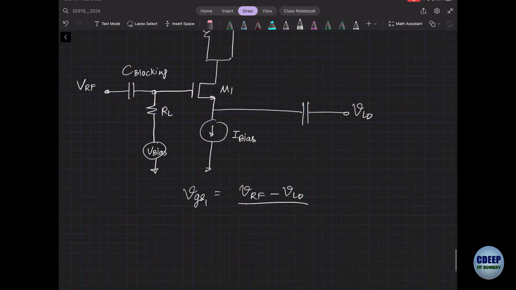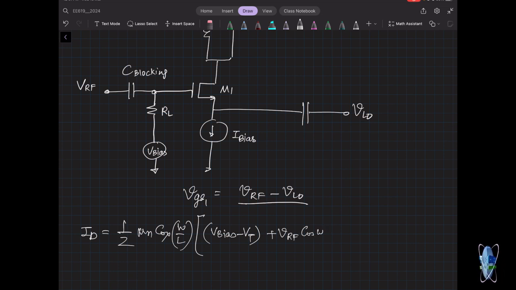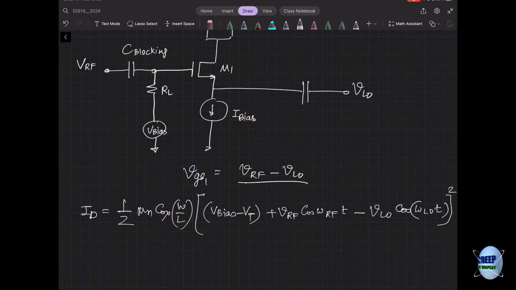Okay. So if we just look at the expression, ID is equal to half mu n C ox W by L. And here what you will see is V bias minus VT plus VRF minus VLO, agree? And square of this. Okay. Everybody understood what I did here? I put DC as well as AC in the equation. And we are only looking at VGS. So VGS is defined by these. Okay.